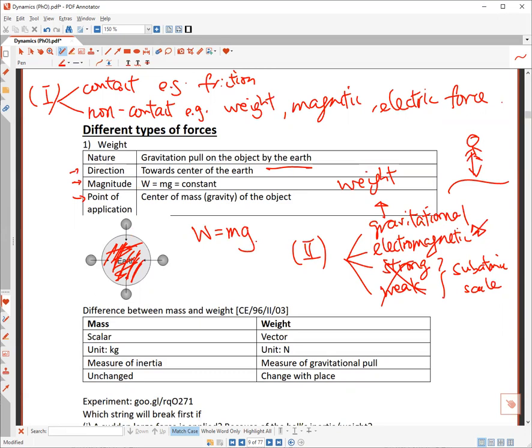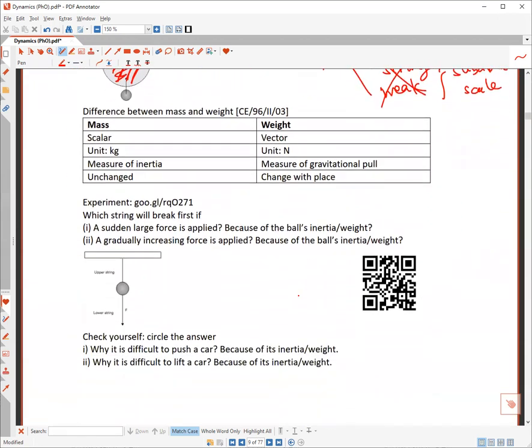So W equals mg, where W is the weight, m is the mass, and g is the gravitational acceleration. That's 9.81. Now let's see how we can derive this formula.